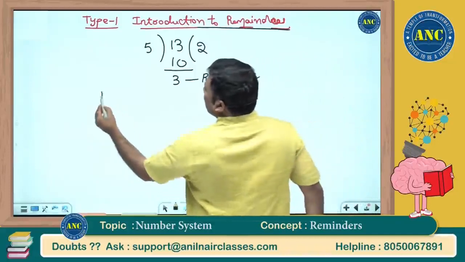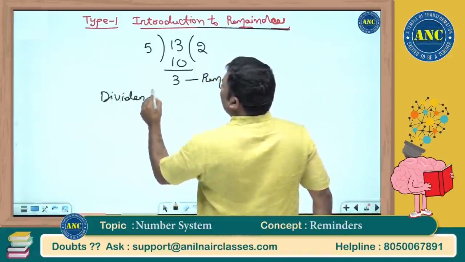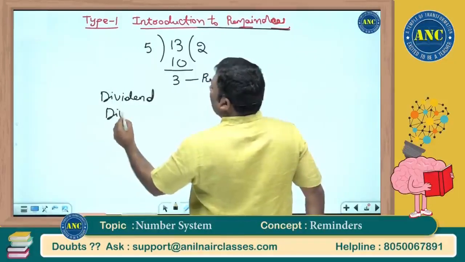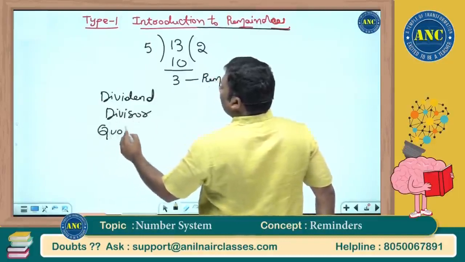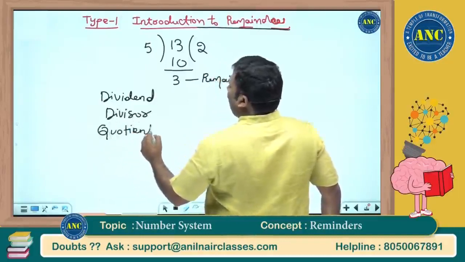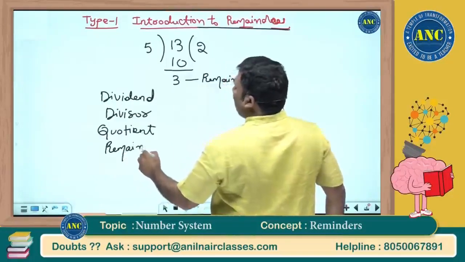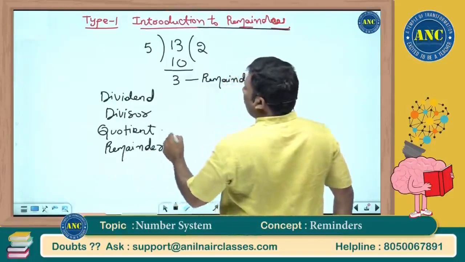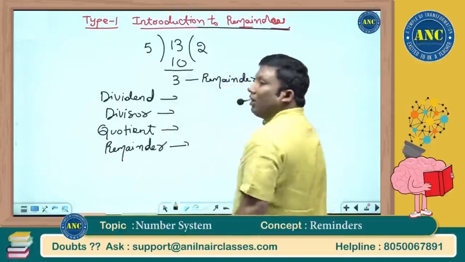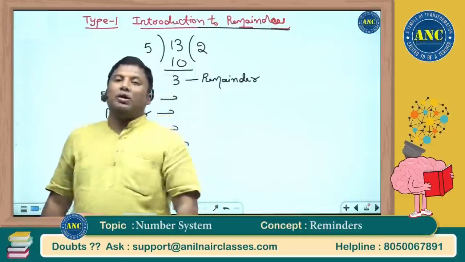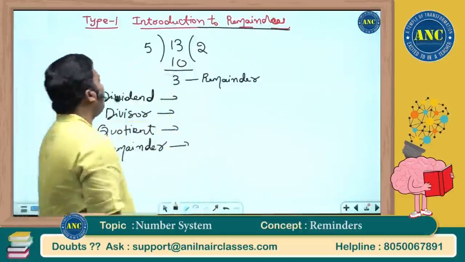First we will write some important key points. What do you mean by dividend? What do you mean by divisor? What do you mean by quotient? And what do you mean by remainder? These are the four important key points that you should know whenever you are solving remainder based problems.